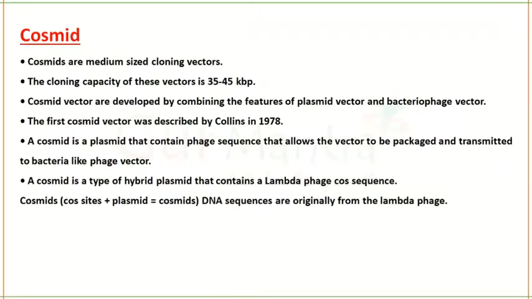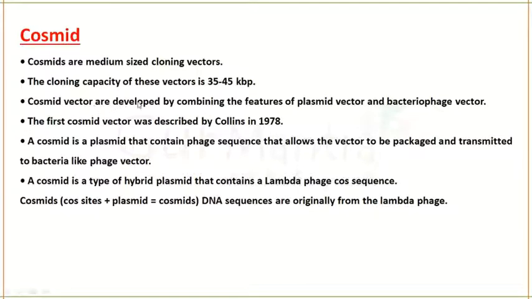The types of vectors we are going to see: the first type of vector is the cosmid. Cosmids are medium-sized cloning vectors. The cloning capacity of this vector is 35 to 45 kilobases, which means the insert size is 35 to 45 kilobases.